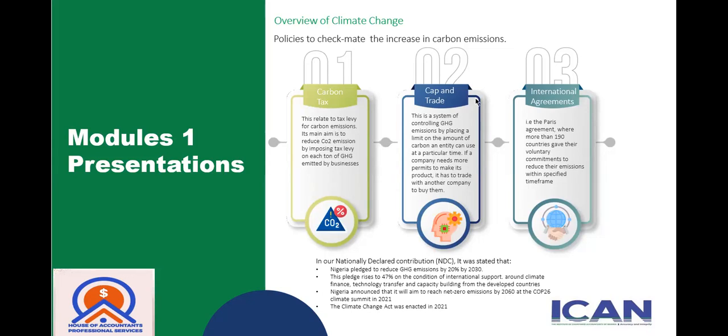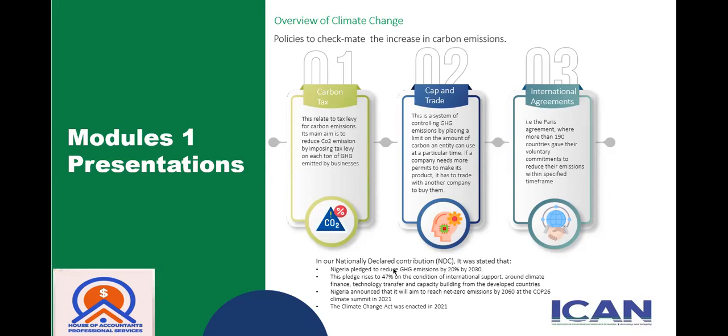Then we have international agreements. The Paris Agreement, where more than 190 countries gave their voluntary commitments to reduce their emission within a specific time frame. In that meeting, different countries gave the agreement. We have three solutions. The first is that we impose tax on the companies that produce this emission. The second is cap and trade. That is, you can't go beyond what is assigned to you. If you want to go beyond that, you need to look for another company that has not fully used the allocated emission to them. Then the third one is international agreement.